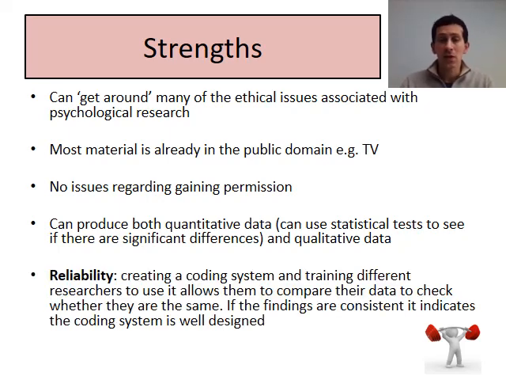And also, we can check the reliability. So by creating a coding system, it allows different researchers to compare their data. So I could get 2, 3, 4 different researchers all to conduct the content analysis on the newspapers. And I could check whether the 4 different researchers get similar results. And that will let me know whether the content analysis is reliable or not. Okay.